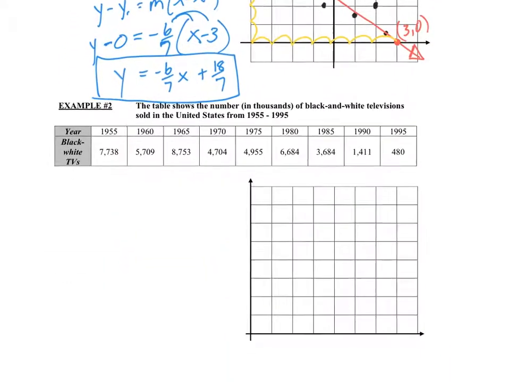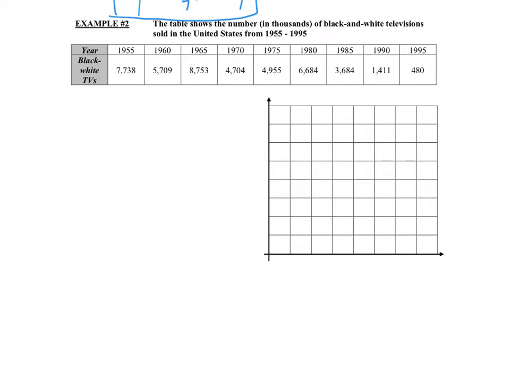And this last problem just shows how we can use this to predict something. We can use this to predict population, the number of animals in a certain area. It can be used for many, many things. We can predict the price of something in the future. This kind of stuff is used in a lot of different areas.